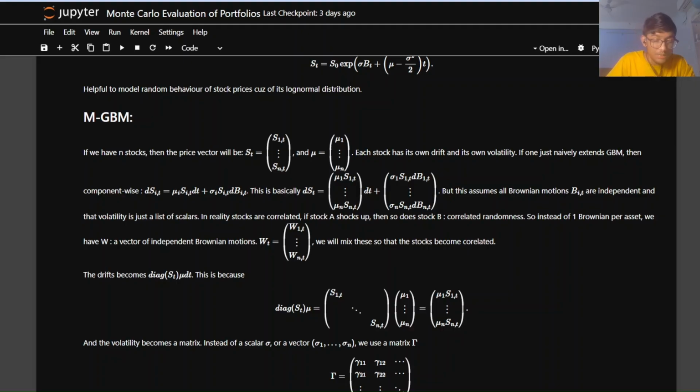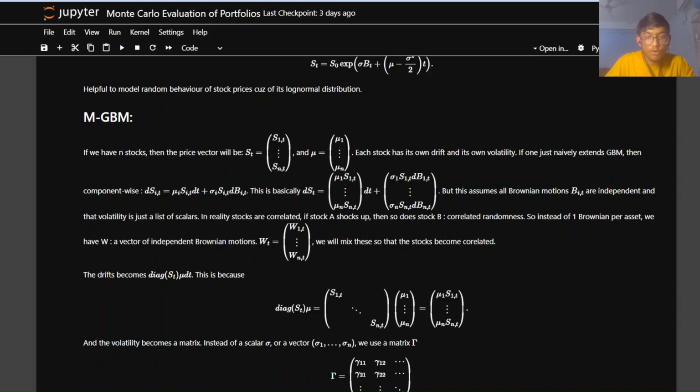Now, in our GBM for single asset, we just had a single scalar St, right? But now since we have n assets, we'll have a price vector St which has n terms in it, Si,t, and it is associated with its mean vector mu, whose terms are mu1 till mu n. Now, if one just simply and naively extends GBM to these n stocks, M-GBM, then component-wise you get dSi,t is equal to mu i times Si,t times dt plus sigma i Si,t times dBi,t. And one can easily write this in the vector notation, vector format.